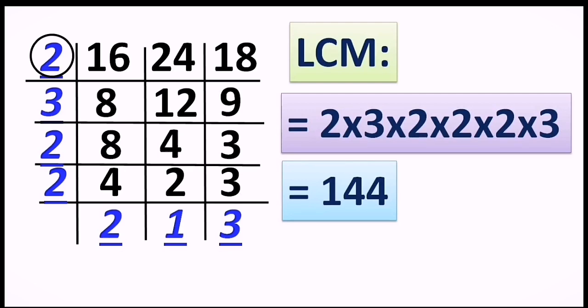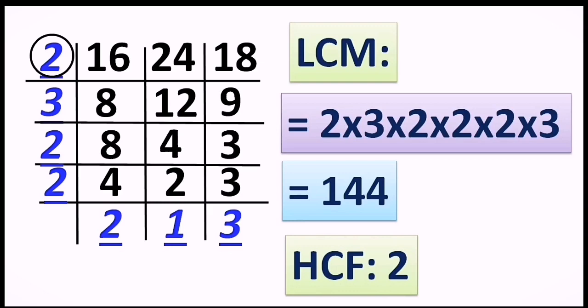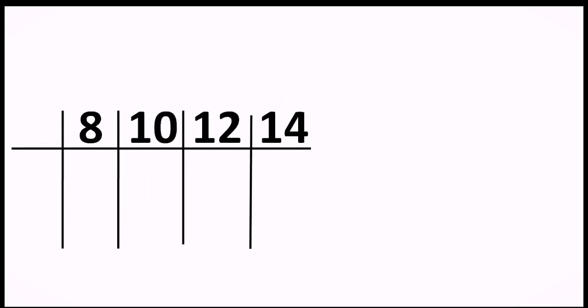So this is what our LCM is, and when I need to find GCD, I'm going to take only the numbers which are encircled by us, and only 2 is encircled, so the HCF of all those numbers, that is 16, 24 and 18, is nothing but 2. Easy, right? So this was just the beginning, right?